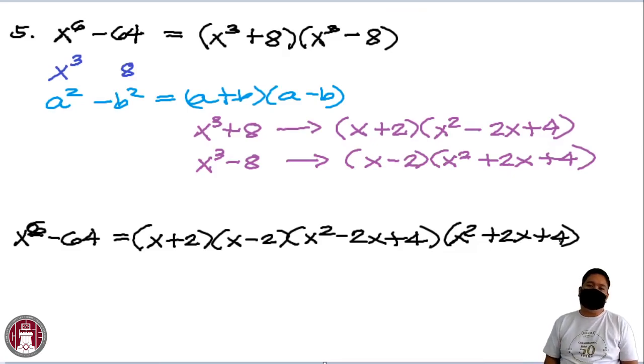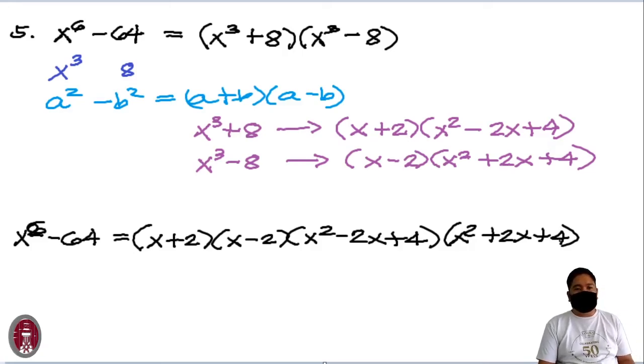Did you get the same? If yes, then you have mastered factoring. If not, you have to practice again and again until you get the correct answer. So this would be the complete factor of x6 minus 64. They can be expressed in any order as long as all of the factors are there.